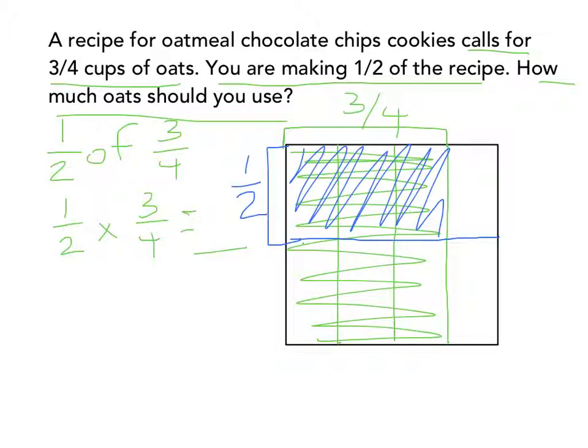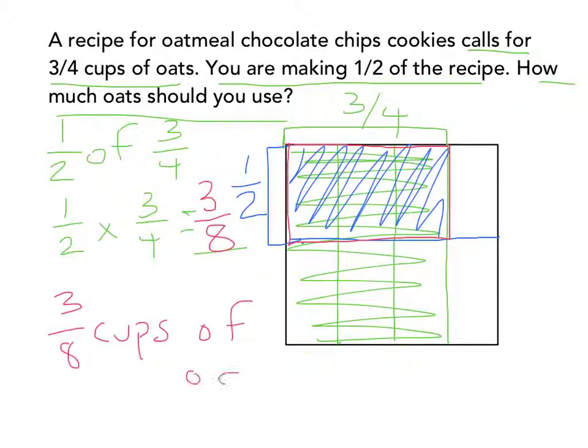And what I really want to pay close attention to here are the parts that are shaded in both blue and green. And I can see that there are 3 pieces that are shaded in both blue and green, and that there are 1, 2, 3, 4, 5, 6, 7, 8 total pieces, so 3/8. So I need 3/8 cups of oats.